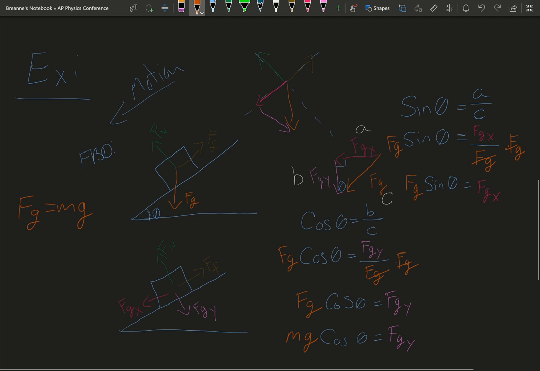And again, we can plug it in here. Mg sine theta equals our force of gravity in the x. And again, you might be saying why I'm doing that, because this is what AP wants you to do. It gives you your basic equations, and it wants you to kind of squish it all together.